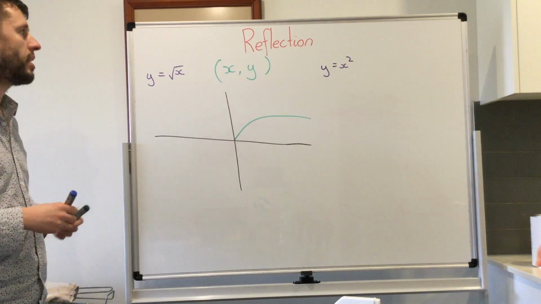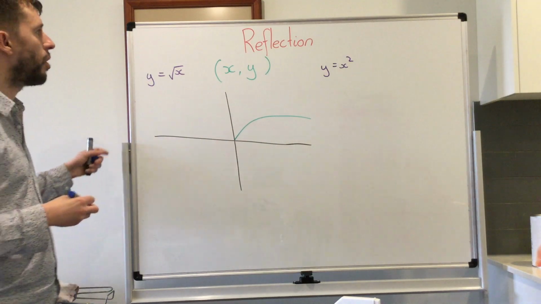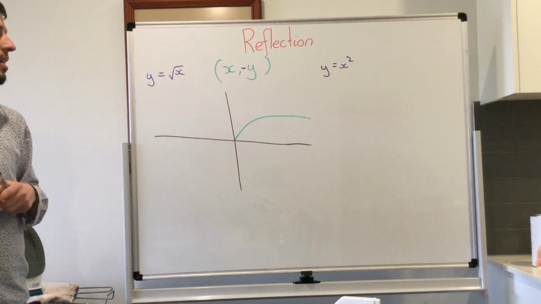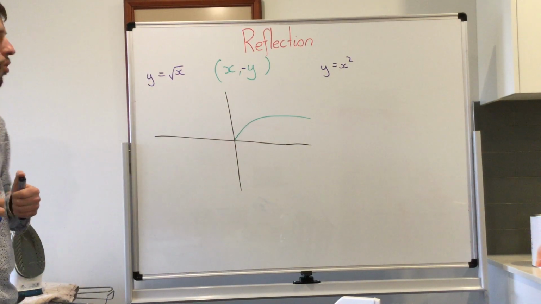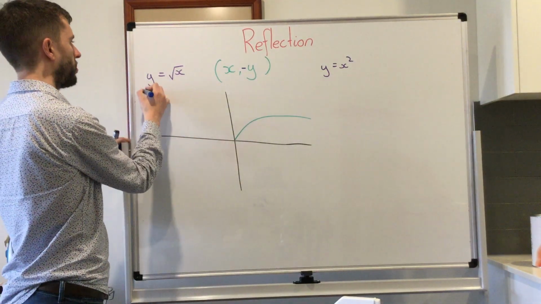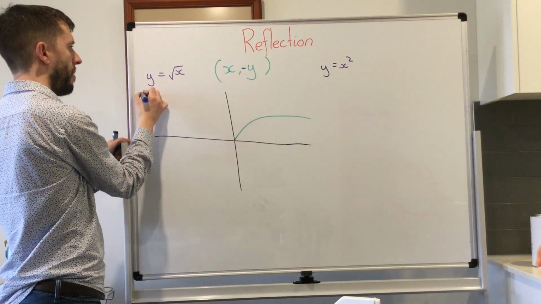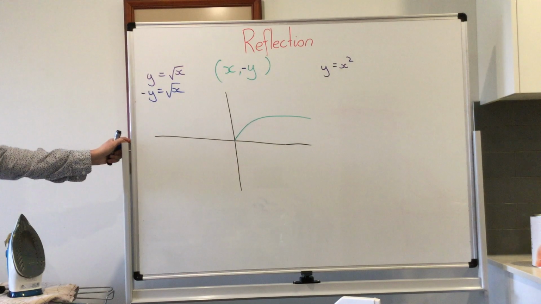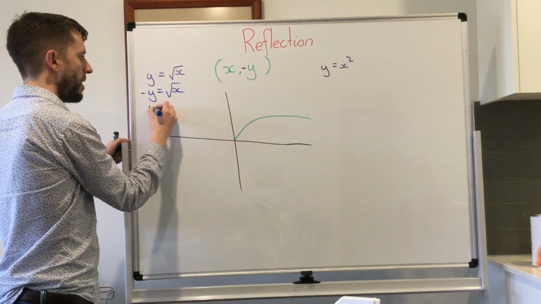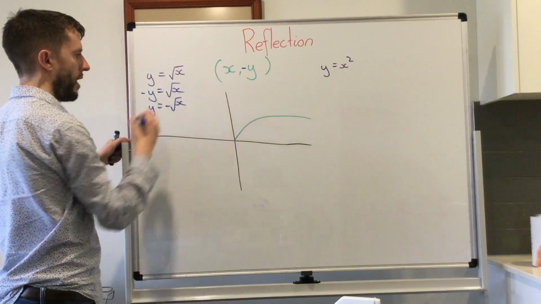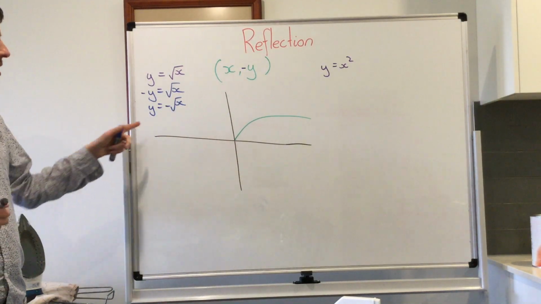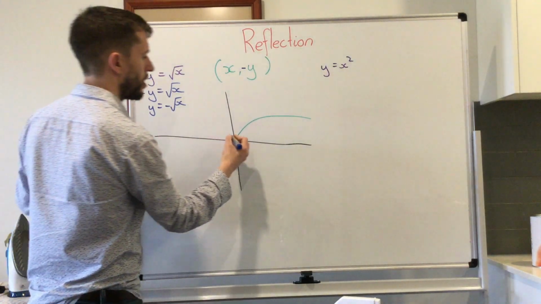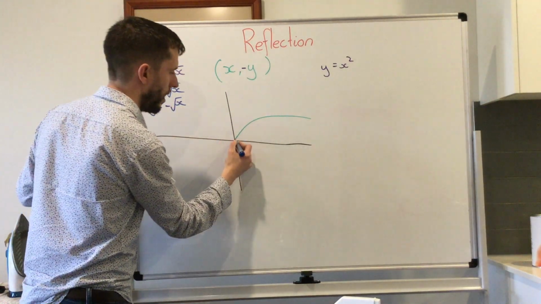So straight away, if I want to do a reflection based on the y-axis, then I change this to a negative. Now all that does is this. In my equation, I am going negative y equals the square root of x. If I've got that, it will be y equals a negative square root of x. So now I've done that, that just means that my graph is going to be the negative y. So it will be this.